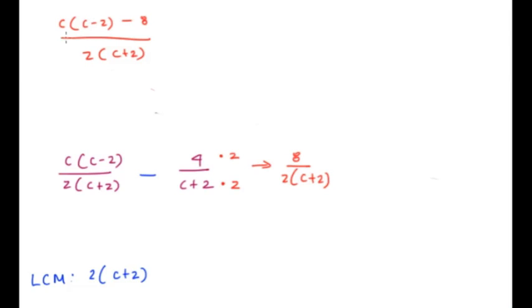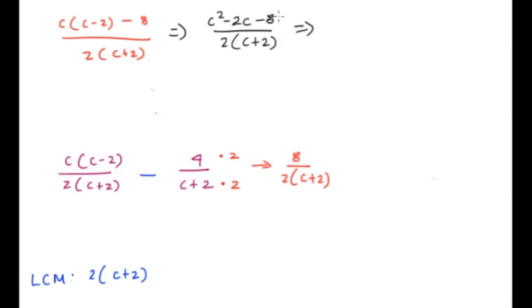So now what do we do? We have to expand this c times c minus 2, because I think we can still do something with this numerator here. I think we're on to something. So what we do is we multiply it out, and we get c squared minus 2c minus 8 over 2 times c plus 2.